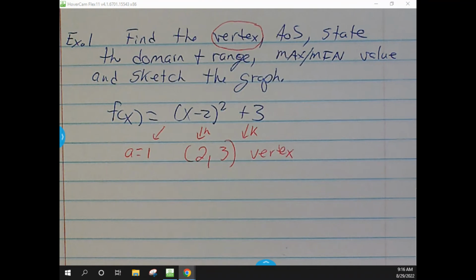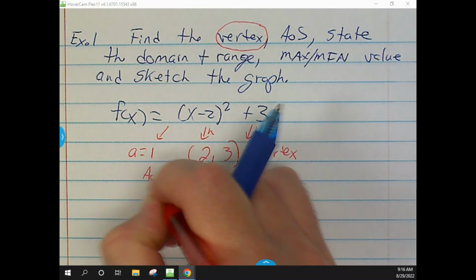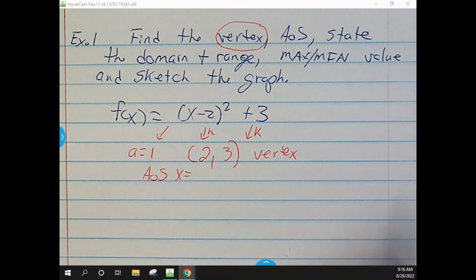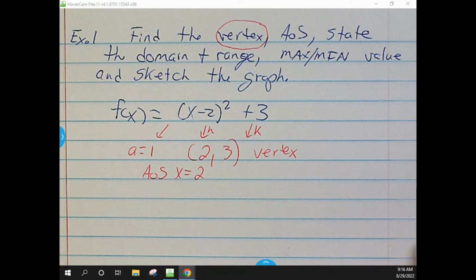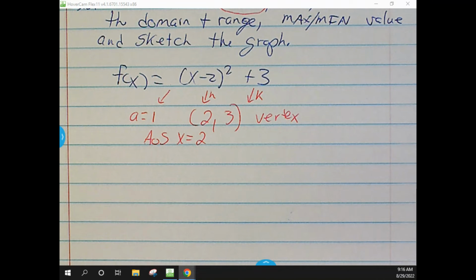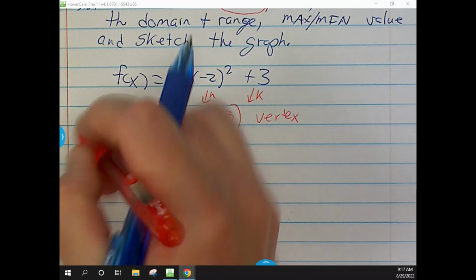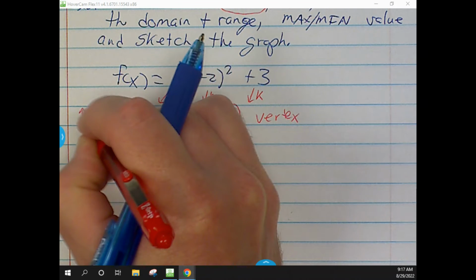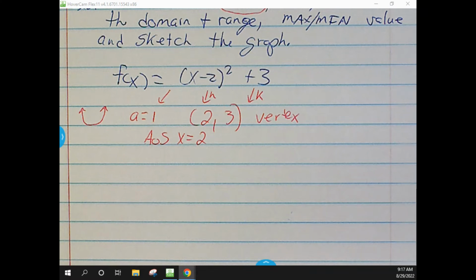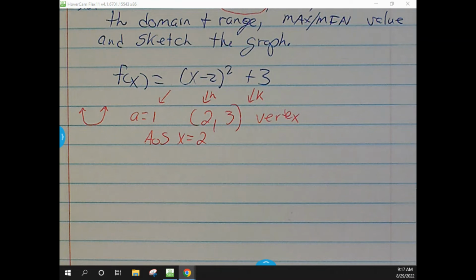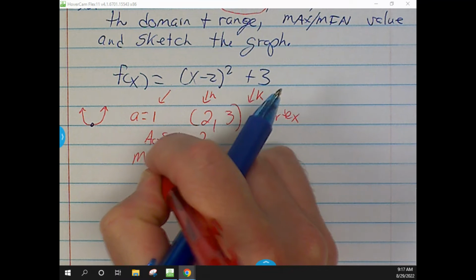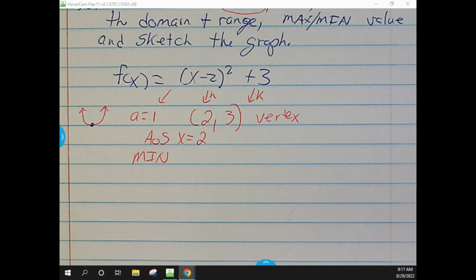Okay, so we've got our vertex. And again, we're going to abbreviate for this one. The axis of symmetry is always x equals the x number that's here. And then we need to figure out if it's max or min. So again, we get that one based on the A value. The A value is positive. So the basic shape of the graph is going to look something like that based on what the A value is. And if we do that, the vertex is at the bottom, which means that's going to be a minimum. There you go.